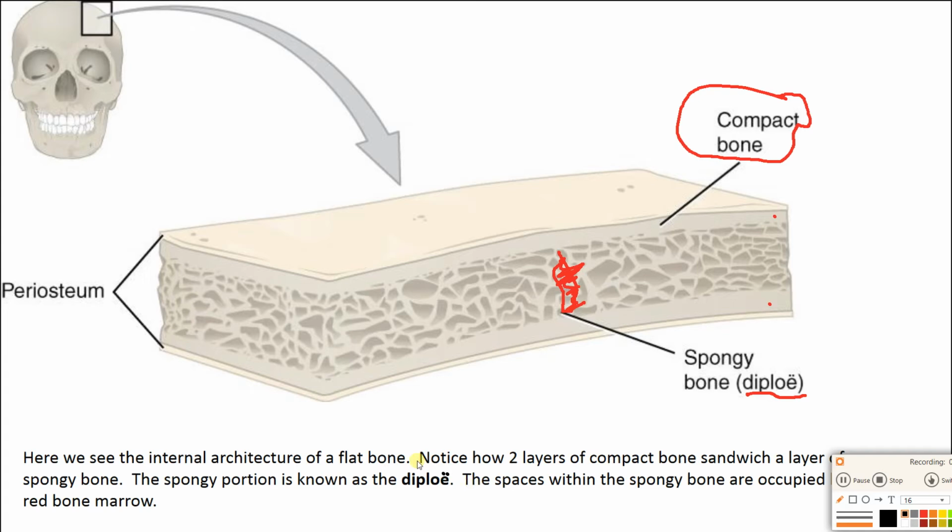I knew a teacher who would take points off if you wrote the word diploë and you didn't put the two dots, the umlaut, over it. She would mark you like half off. Luckily, I am not that teacher. So, good news. Good news for everybody.